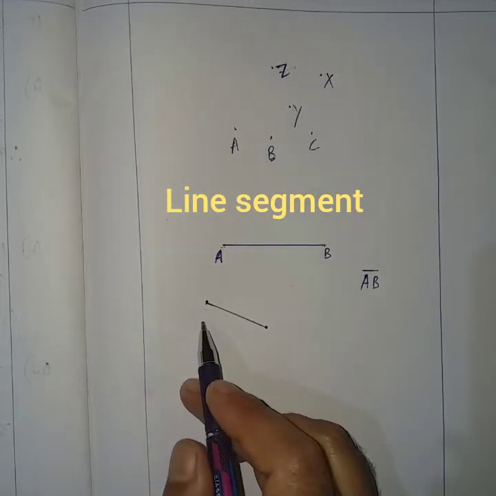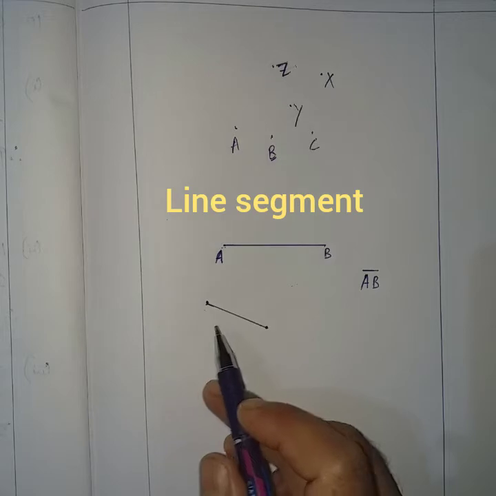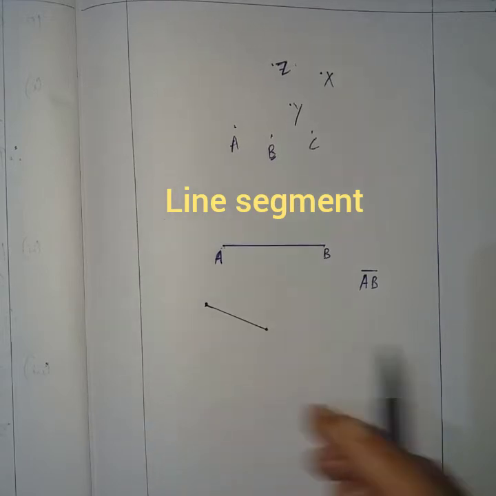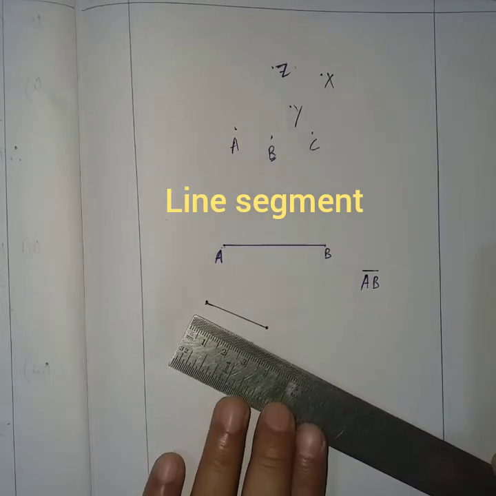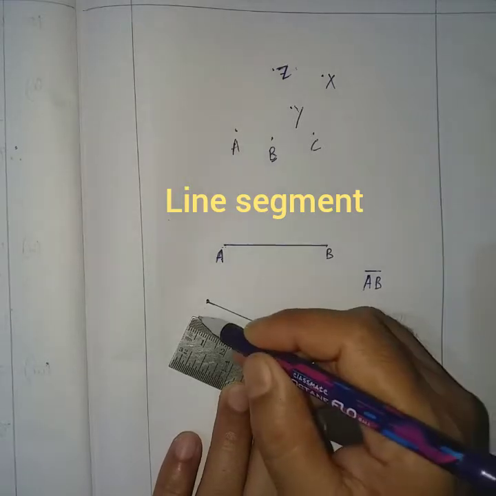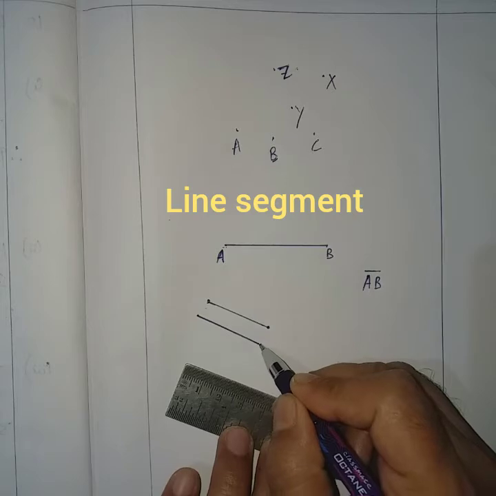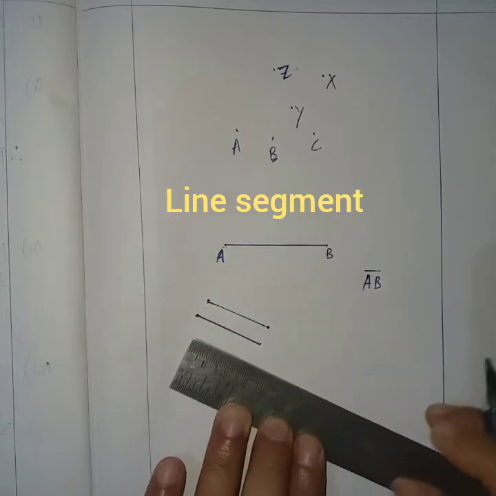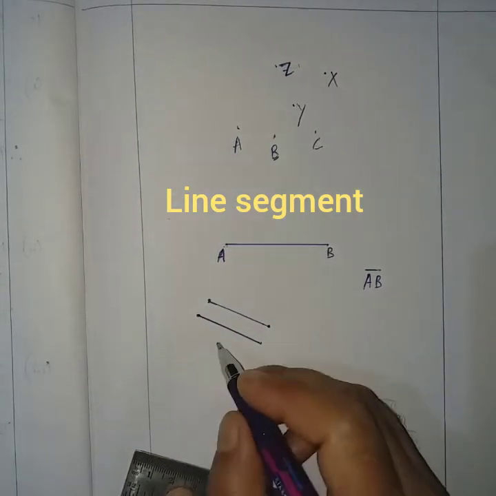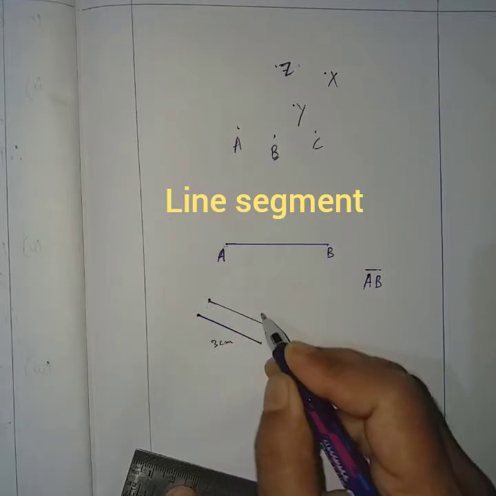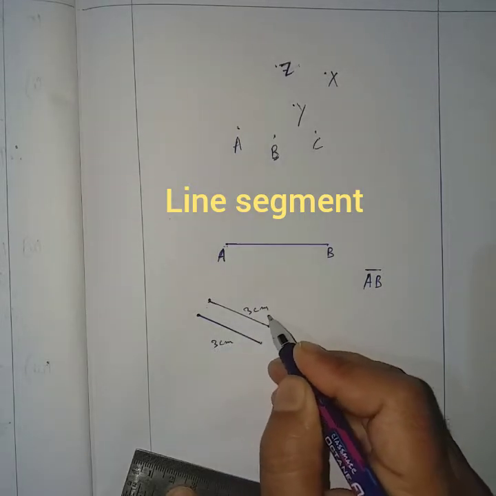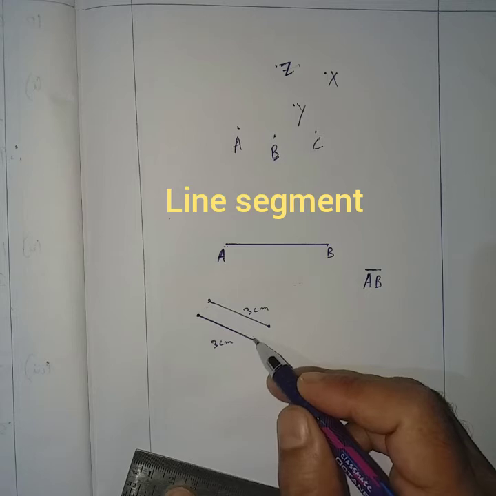We can say that two line segments are equal if they have the same length. Another line I can make here from here to here. Suppose this one is 3 centimeter and this one is also 3 centimeter, then we can say these two lines are equal.